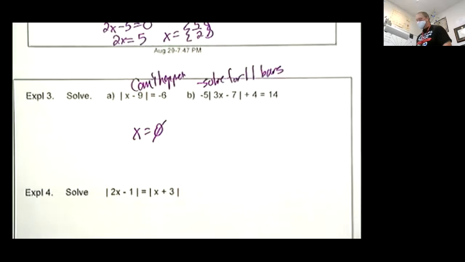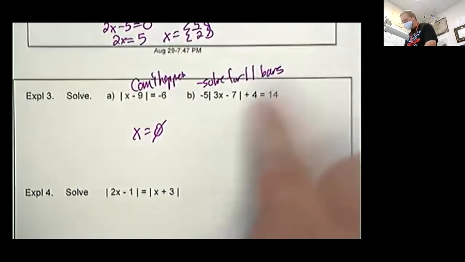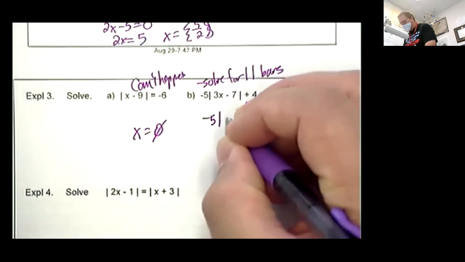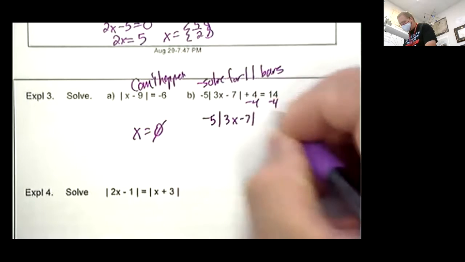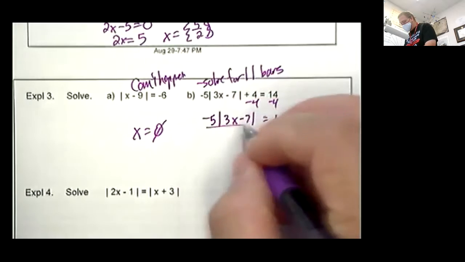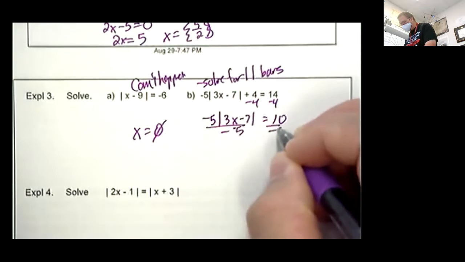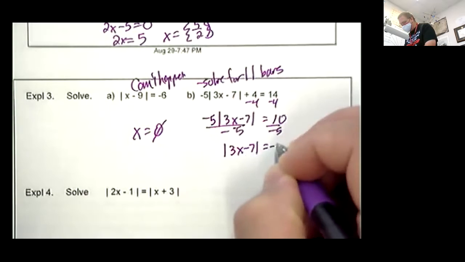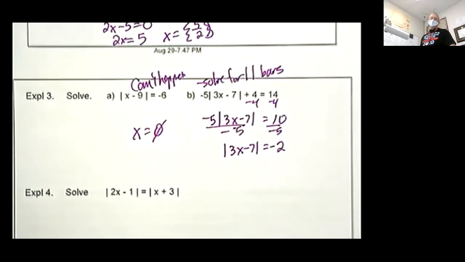So we need to solve for the absolute value bars. To do that, we're going to subtract 4 from both sides. Therefore, we have negative 5 times the absolute value of 3x minus 7 is equal to 10. Here we want to divide by negative 5. Now we have the absolute value of 3x minus 7 is equal to negative 2.